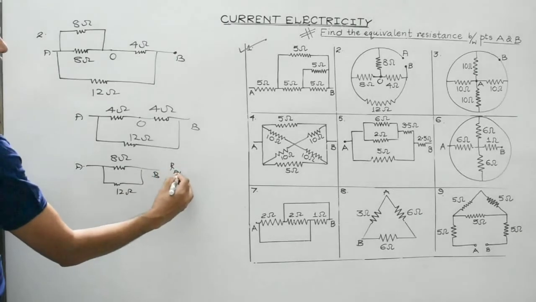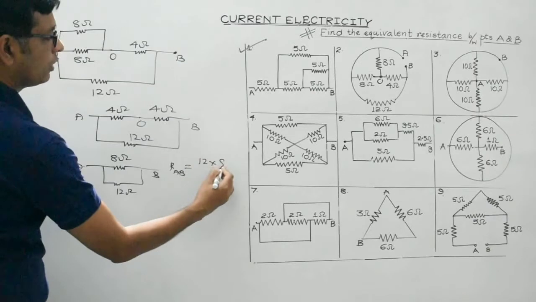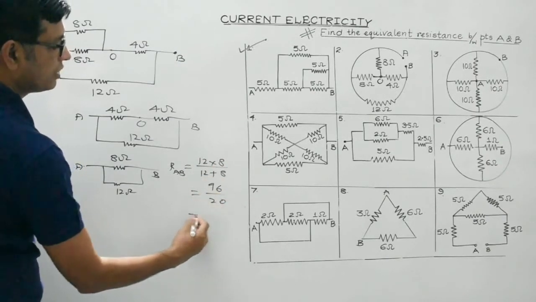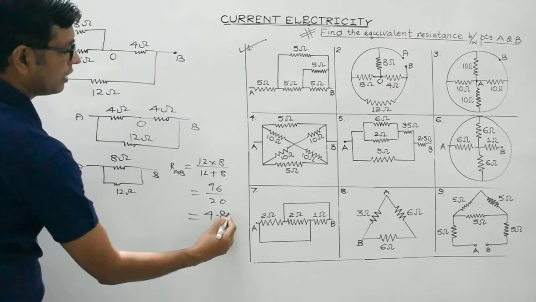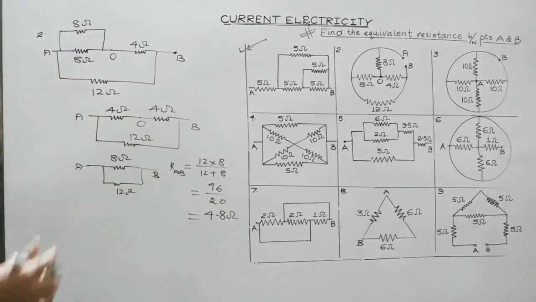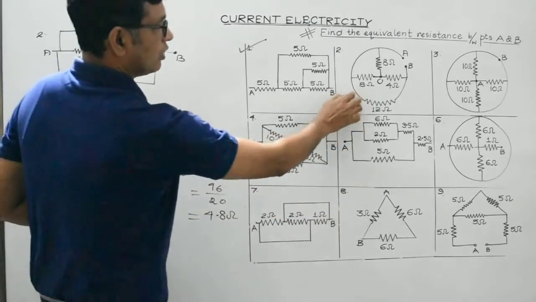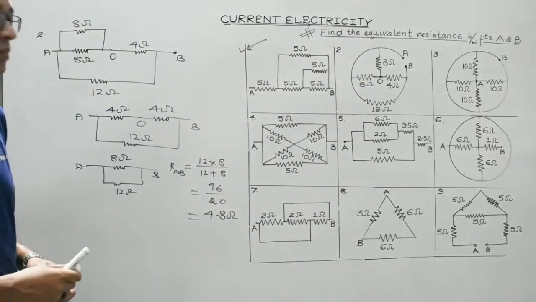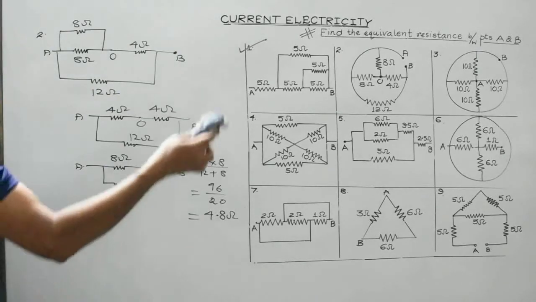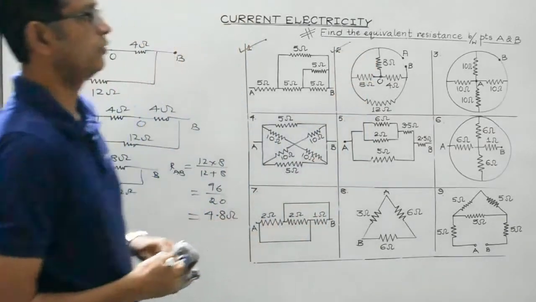Now the equivalent resistance would be R1 R2 divided by R1 plus R2. So that is 12 into 8 divided by 12 plus 8, so 96 divided by 20. So it will be 4.8 ohm. So simple, students, right? So the equivalent resistance in case 2 between the points A and B is 4.8 ohm. Okay, so the second question is also done. Let's proceed with question number 3.